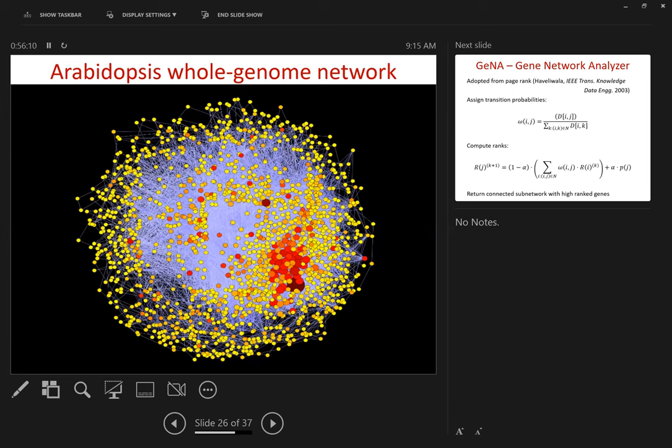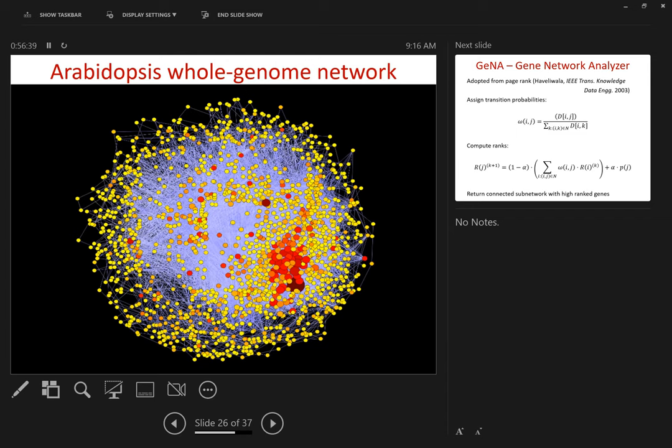So let me take a couple of minutes to show you what we can do with this. So I'm showing you the Arabidopsis whole genome network. The network itself has only about 15,000 genes, even though we started with 22,500, because the gene expression measurements didn't reveal enough about the other genes, so we could not meaningfully include them in the network. So they got dropped out in the statistical normalization process and other processes along the algorithm.